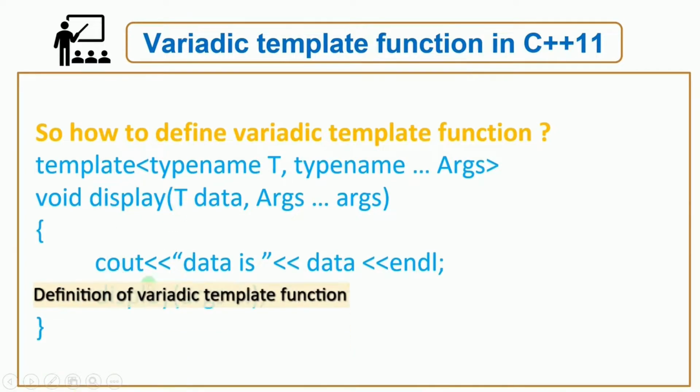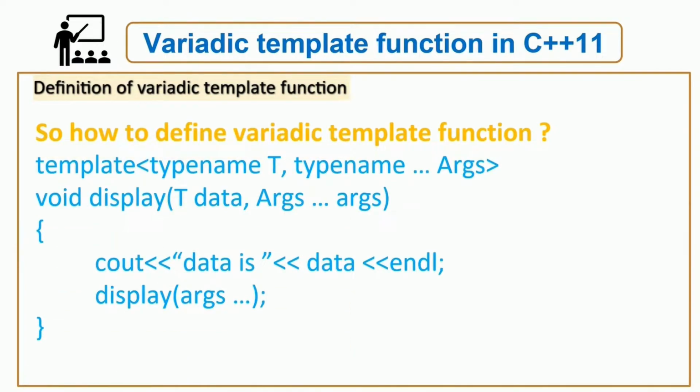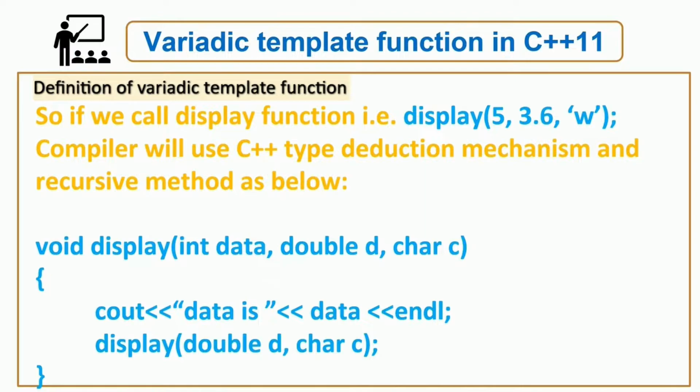That will be your Variadic Template Function. Now let's see an example to understand it better. Suppose we call the display function in this manner. We are calling display and passing 3 arguments.